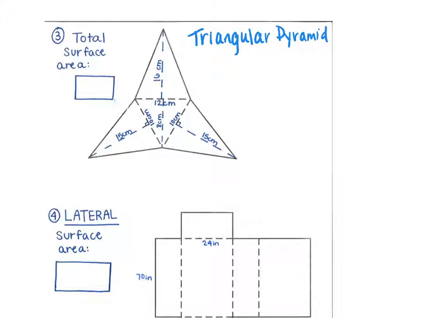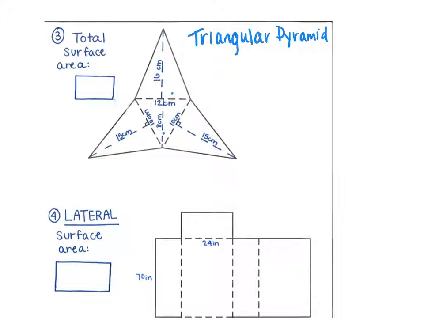Okay, so triangular base, 3 triangular faces. Based on this, we're going to find the area of each of the pieces. Now, it looks like this side's a little bigger, so we're just going to have to pay attention. So I would do the base first.